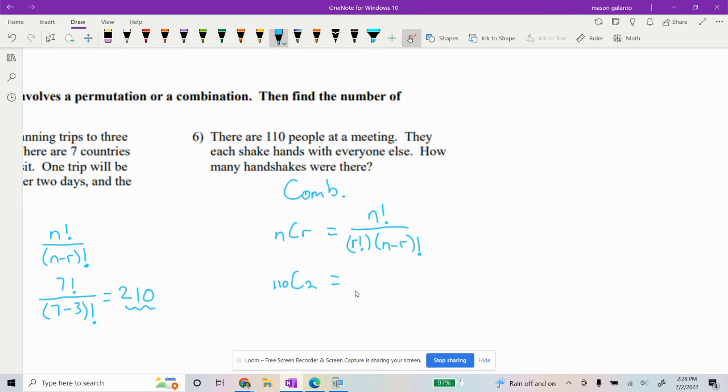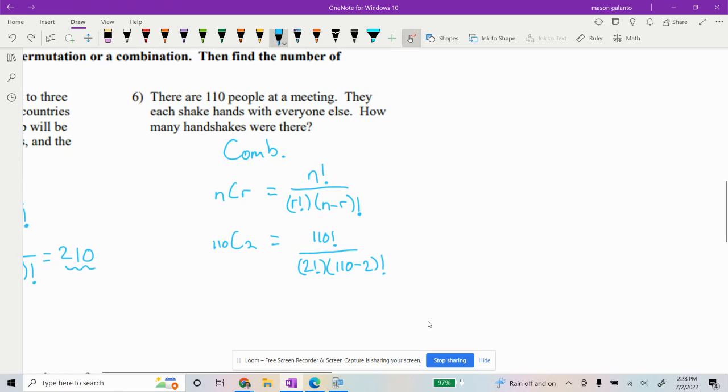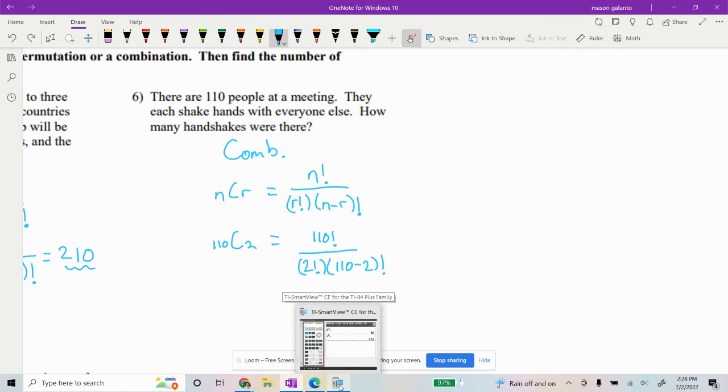So again, I want you to practice writing this out. You don't have to solve it by hand. We can use our calculators, but practice writing it out. It'll help you memorize the formula. So we have 110 factorial over 2 factorial times 110 minus 2 factorial. Note that we could simplify the 110 minus 2, but we're not going to do that here.